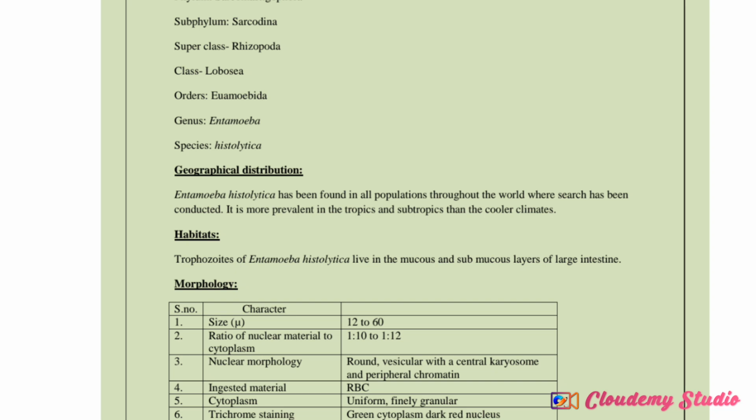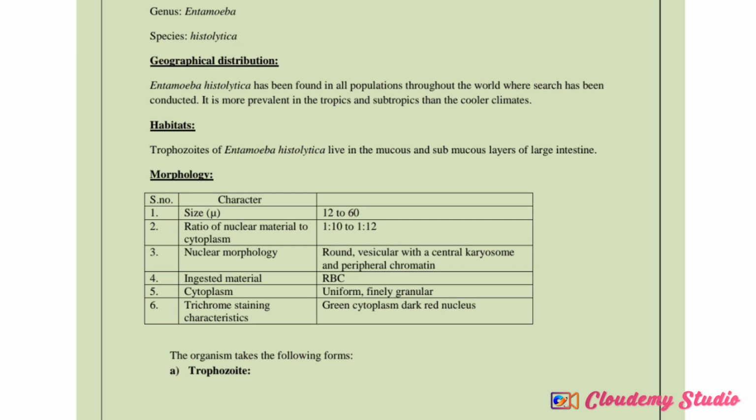You understand? In chronic cases, they may enter the blood circulation to reach the liver, the lungs, the brain, and even other organs. And they cause a very serious disease known as amoebic dysentery or amoebiasis.